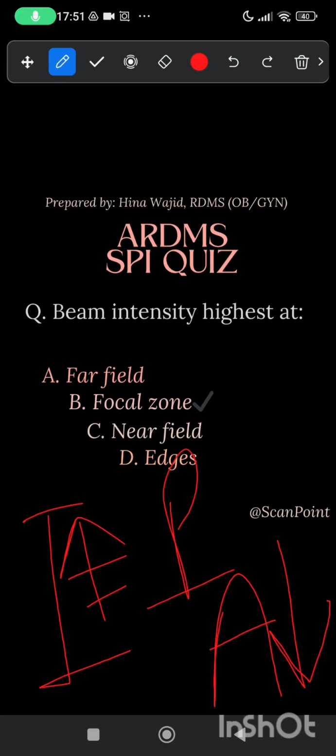Now what controls the focus and the beam width? There are two main factors: aperture size and frequency. The higher the frequency, the longer the near field and the longer the far field, but it makes the beam narrow. With a higher aperture size, the near field is longer, the far field is longer, and the focal zone is narrow. Overall it makes the beam narrow and reduces the beam width.